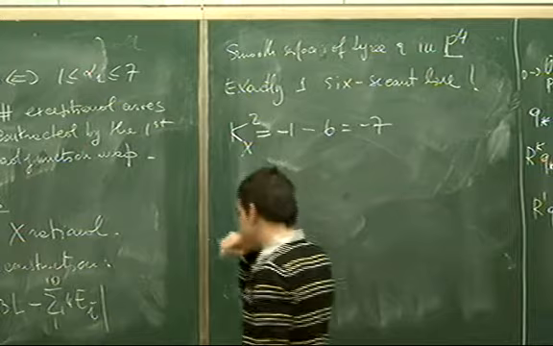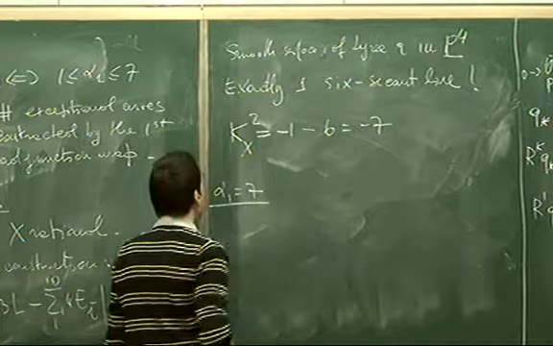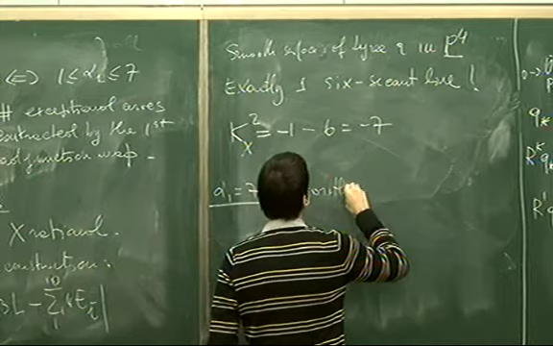Okay, this is alpha 1 equals 6. Alpha 1 equals 7 corresponds to the so-called logarithmic bundle. I have no time, I finished.